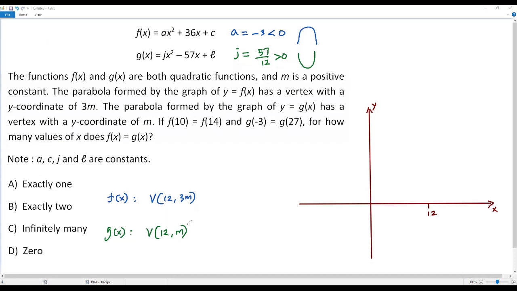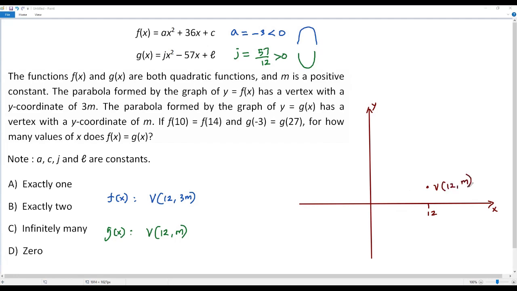Okay, now we have to decide where we can have the vertex of the quadratic function f of x and the vertex of the quadratic function g of x. Let's compare the y coordinates. We know that m is a positive constant, that is both the y coordinates are positive, and we know that 3m is greater than m. So the vertex of this quadratic function f of x must be above the vertex of the quadratic function g of x.